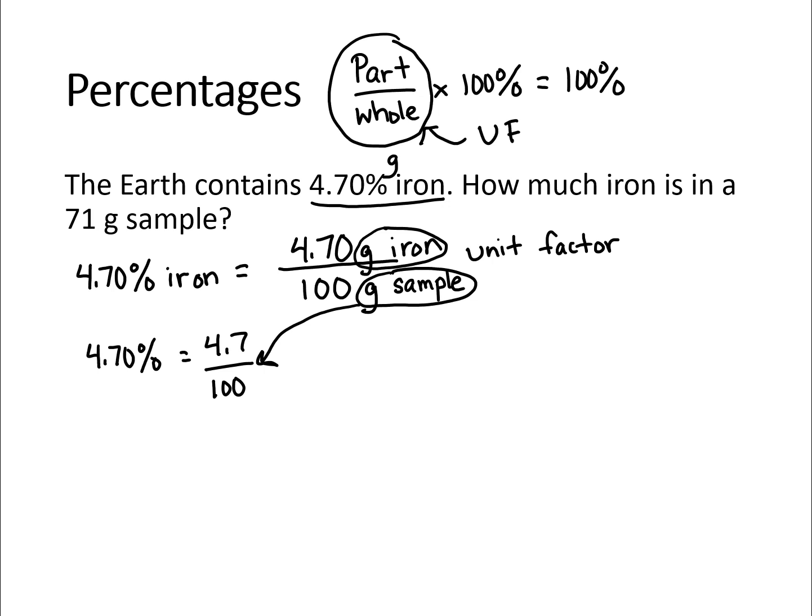So when we're taking the percentage and writing it as a unit factor, this bottom number will always be 100. That's only for the unit factor. And just like with other unit factors, we can flip it and say 100 grams of sample over 4.70 grams of iron. But when you're writing it out initially, it's always going to have the 100 on the bottom.